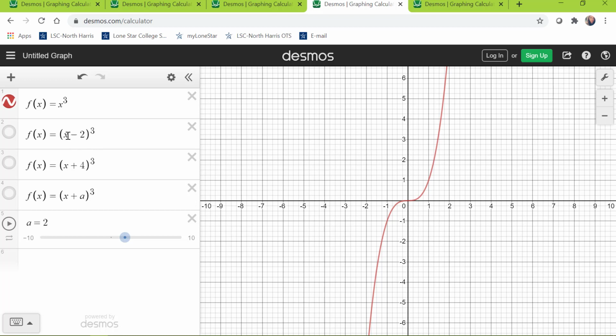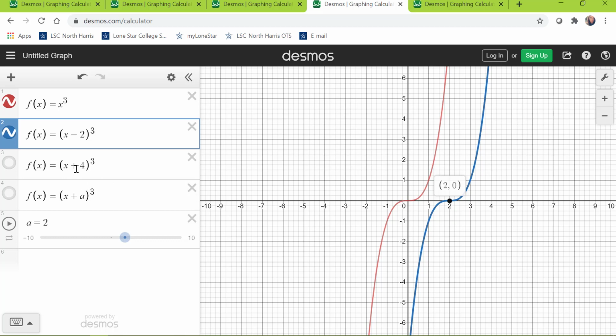So everything inside of the parentheses represents that inside change. So it's parentheses and then that cube is on the outside of the parentheses. So in order to signify an inside change, we have to have the parentheses. So the -2 is inside of the parentheses. That means it's going to shift the graph to the right 2 units. There we go. And then that cube function opens up and to the right from that origin point and then down and to the left.